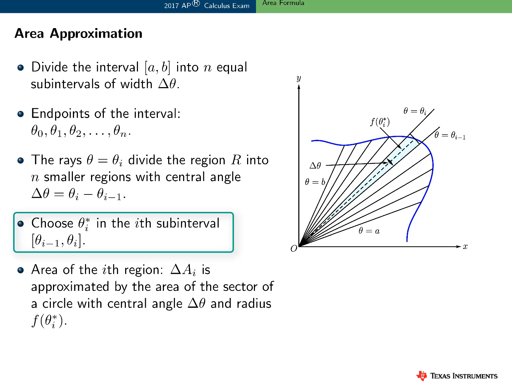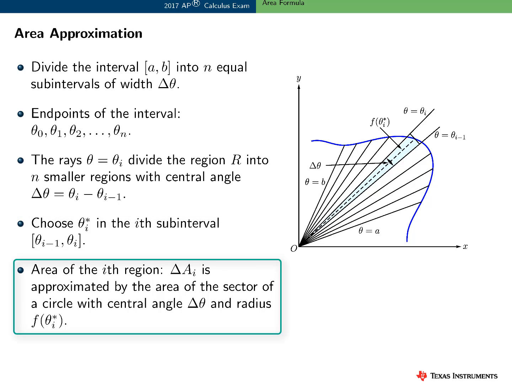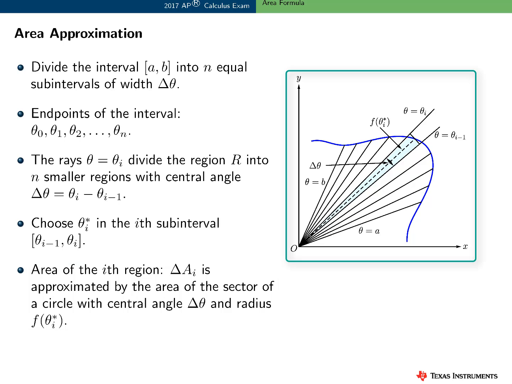Next, choose an arbitrary value theta sub i star in the ith subinterval. The area of the ith subregion, denoted delta A sub i, can be approximated by using the area of a sector formula by considering a circle of radius f of theta sub i star. The central angle is delta theta, and again the radius of the circle is f of theta sub i star. This approximate area of this sector is illustrated by the shaded region in this figure.